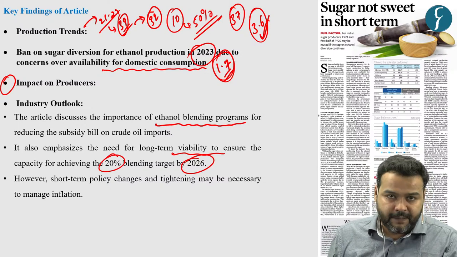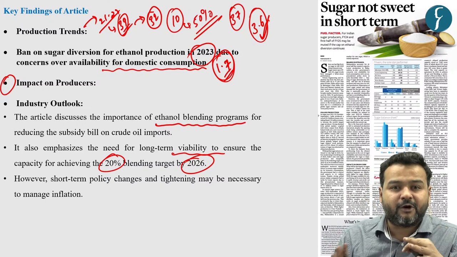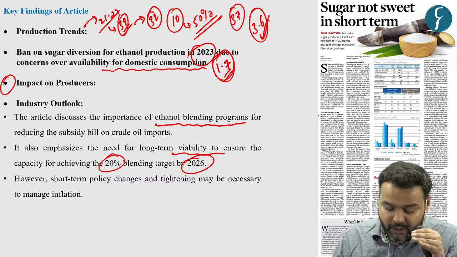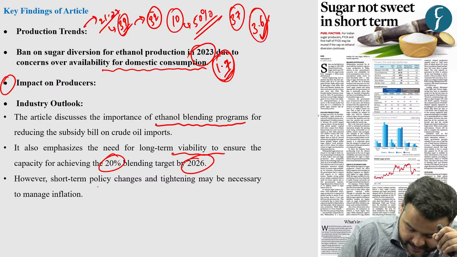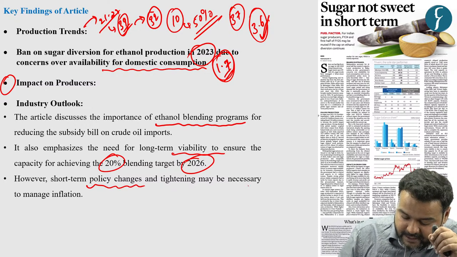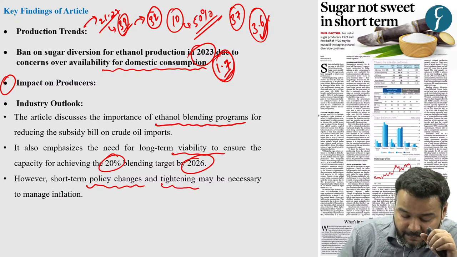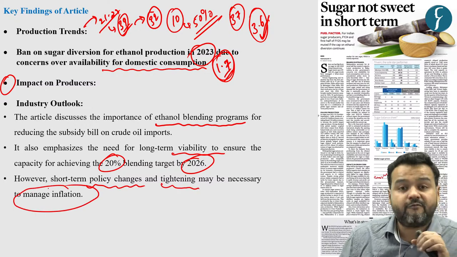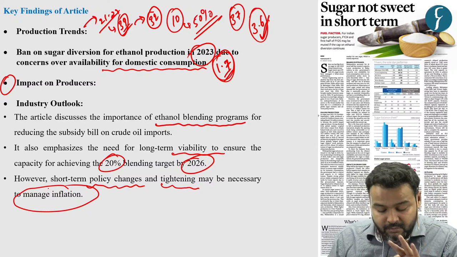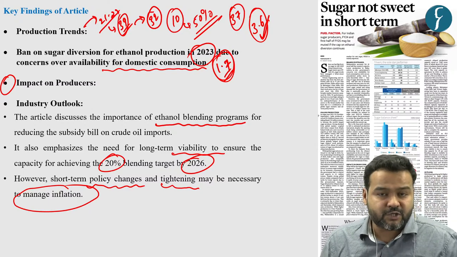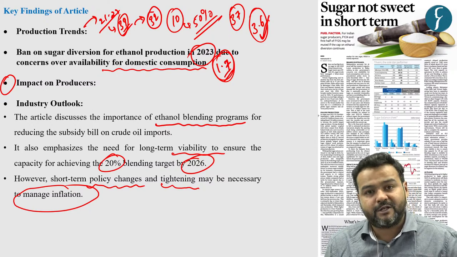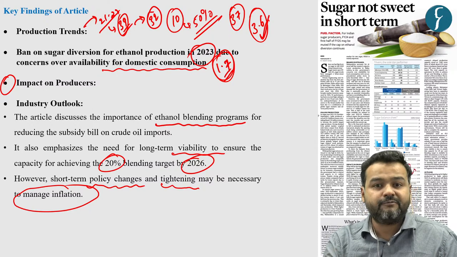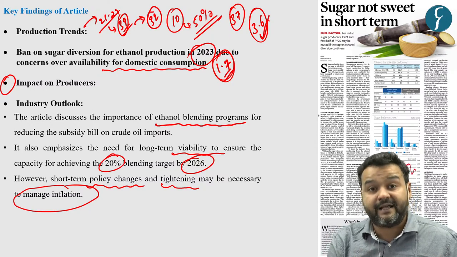Okay. But on the flip side, it says that short-term policy changes like a ban on export and all those things, short-term policy changes and tightening may be necessary to manage inflation. So, kind of a balanced conclusion: sometimes some regulation is required, but for the long term, we must promote ethanol blending at least.